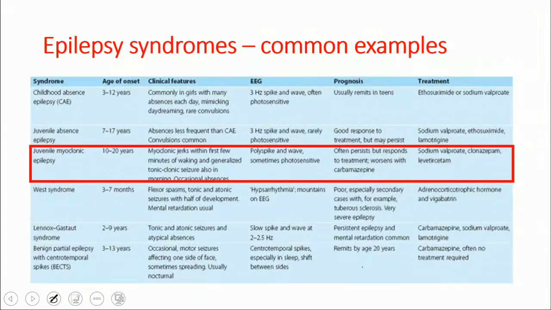Now, most of your epilepsy syndromes are childhood examples. One of the ones that you can see in adults is called juvenile myoclonic epilepsy.